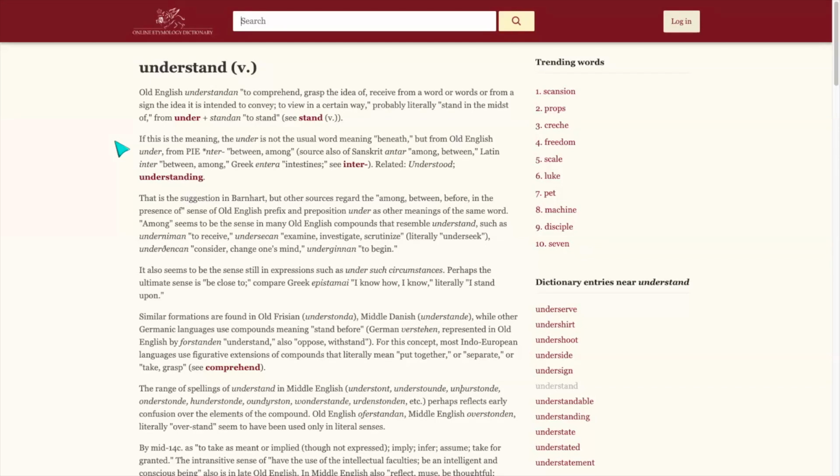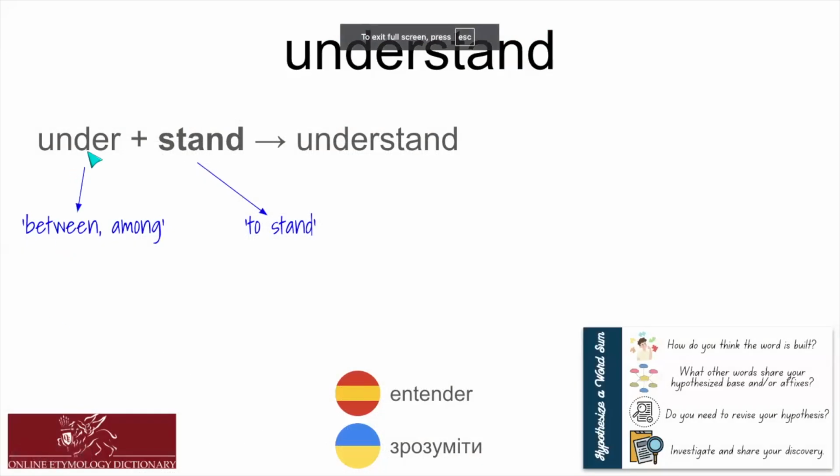In the great scheme of things, it doesn't matter whether I've identified under as a prefix or as another base, and this is in fact a compound word. What I find most interesting is that from Old English, they had other meanings for the word under. And in this particular case, it could mean among or between. So if we go back, we have two different words, or two different morphemes making up this word. We have under, meaning between or among, and we have stand, meaning to stand.